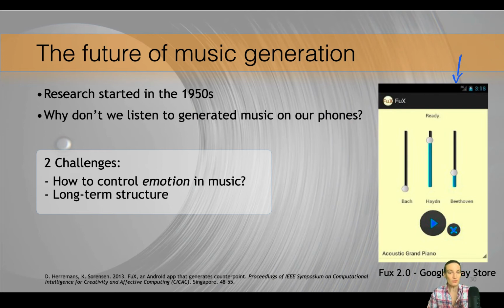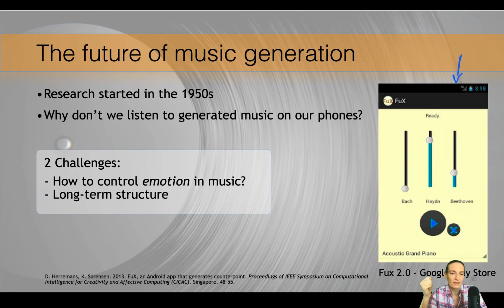Now, this research started in the 1950s. Why don't we listen to generated music on our phones? Right? Because there's still some things that machines aren't able to do well. Long-term structure. If a song sticks to your ear or you have an earworm, it's because you have a certain theme or repeated sequence in your head. And currently, we're still very much struggling with how to get that into generated music.